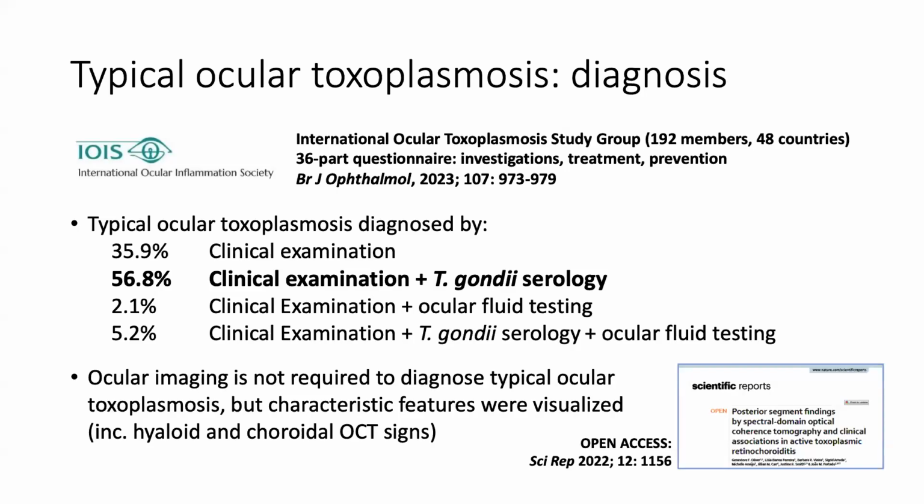Dr. Ferreira presented some beautiful ocular imaging. That's not required to diagnose a typical case, but Professor Della Torre pointed out some of the benefits of doing it. And also, an OCT, for example, is very easy to get. The more OCTs you do and the more you look at these, the more aware you are when you see an atypical case. And the scans that Licia presented showed some of the hyaloid and choroidal OCT signs that are particularly characteristic.